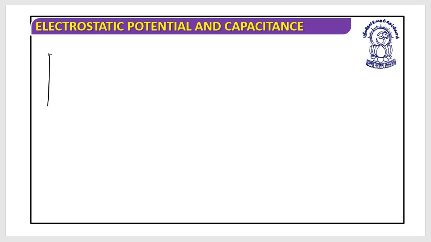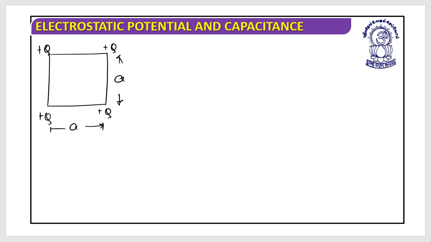The question is that a square is given, with charges plus q, plus q, plus q, plus q at the corners. Their separation is a, and all separations would be a, as it is a square, that you know.